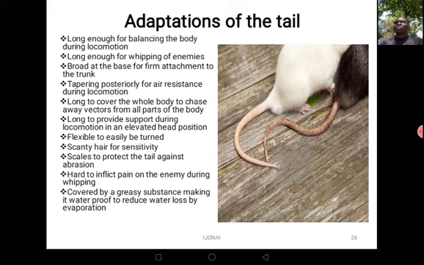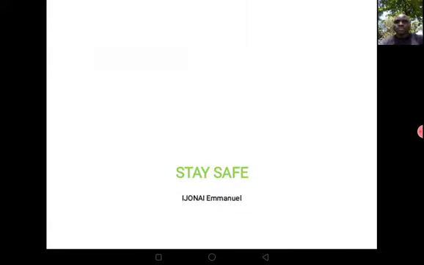So if you are whipped, I pray that you don't get whipped by the rat's tail. Otherwise, you will feel some pain. And then it is covered by a greasy substance, making it waterproof to reduce water loss by evaporation. So those are some of the adaptations of the tail for the survival of the organism.